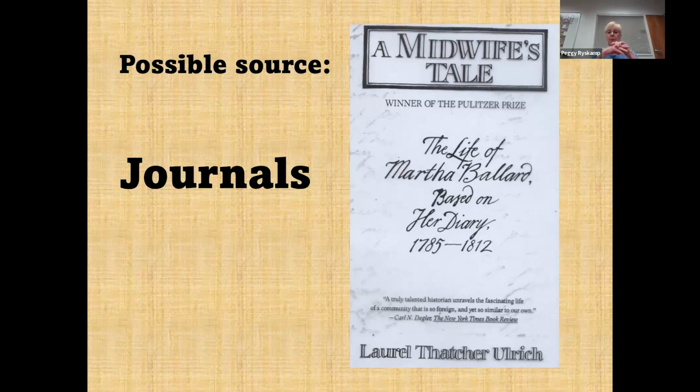This is a fascinating book written by Laurel Thatcher Ulrich, and it was about a midwife who lived in New England, and from 1785 to 1812, she made an entry practically every day. They were never long, never more than a couple of lines, but she was very conscientious, regular, consistent in what she did. And through that, this professor was able to flesh out these families in her little community through other records, and actually give a lot of background for the very few lines that Martha Ballard herself had written.